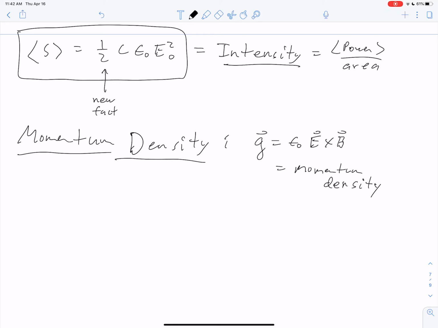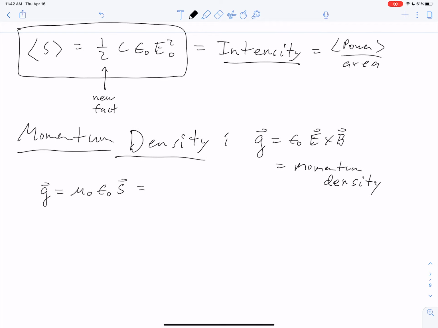But now we can consider the momentum density for an electromagnetic wave. And for an electromagnetic wave, we have these nice relationships we've just derived. And so we know already that G is equal to mu naught epsilon naught S. So for an electromagnetic wave, we can write this as, really this is a general relationship, 1 over c squared S. That's the relationship between the momentum density and the Poynting vector.